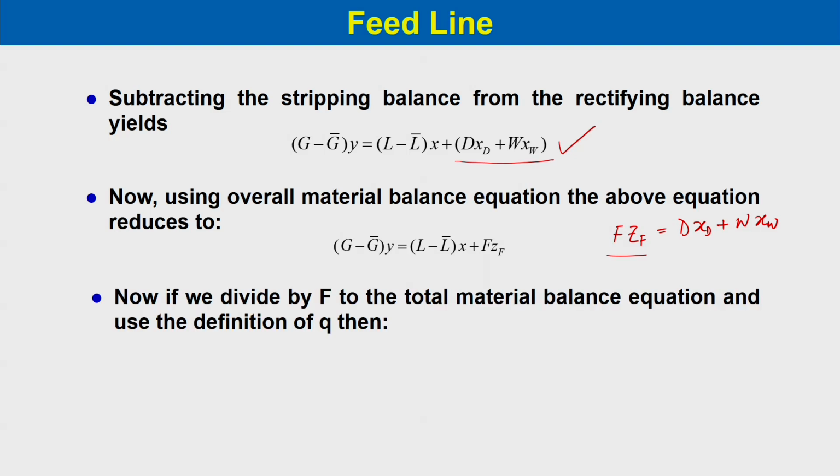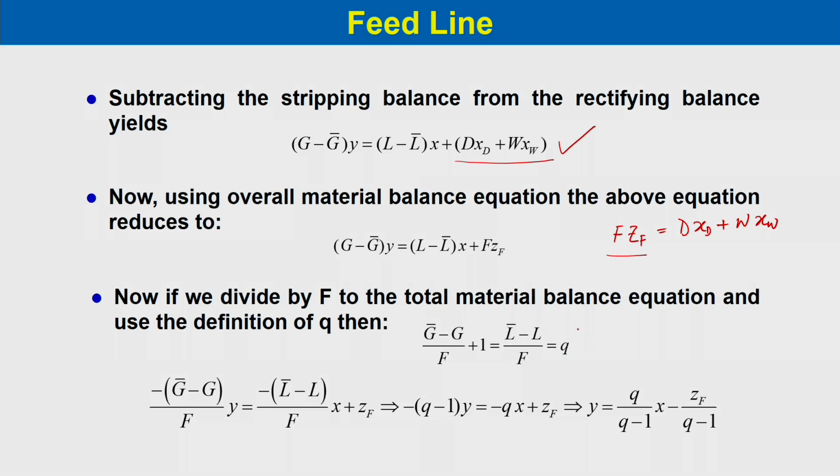Now, if we divide the total material balance equation by F and use the definition of q, then we can write (G bar minus G) by F plus 1 is equal to (L bar minus L) by F, which is equal to q. So, this is the definition of the q line.